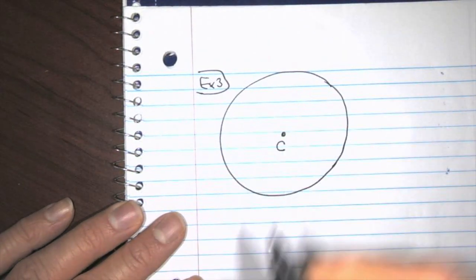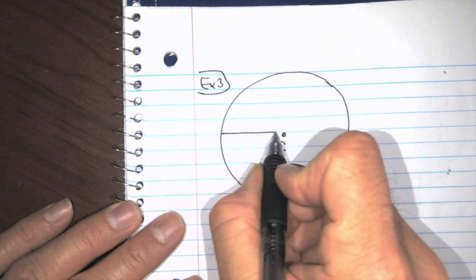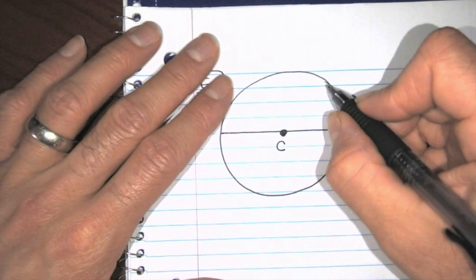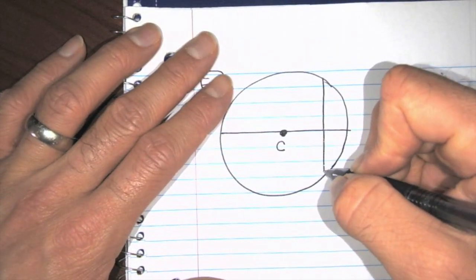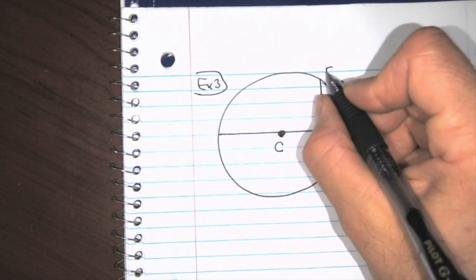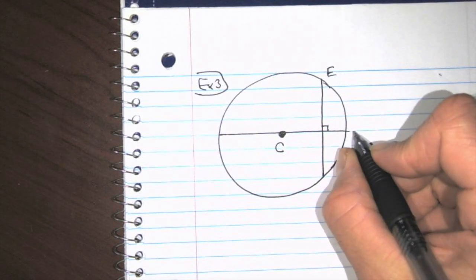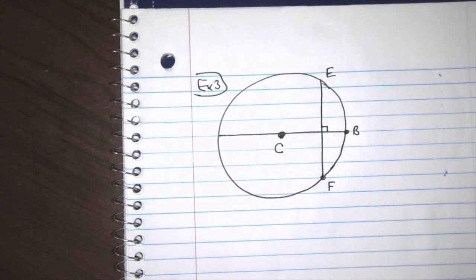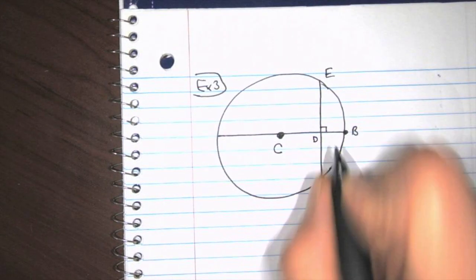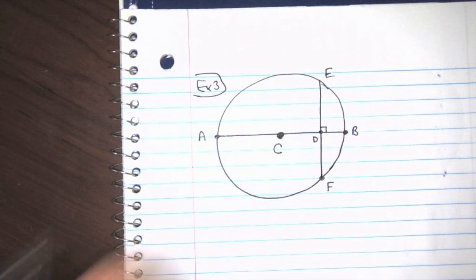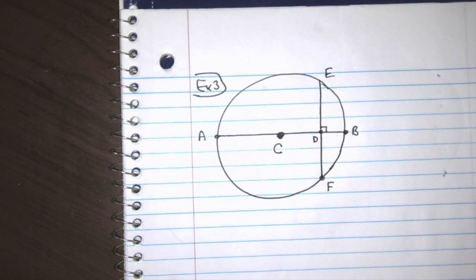Circle C. Give yourself a diameter. Give yourself a perpendicular chord. Let's call this E. Let's call this B. This is going to be F. D is going to be right there, that intersection point, and we'll put A over here.